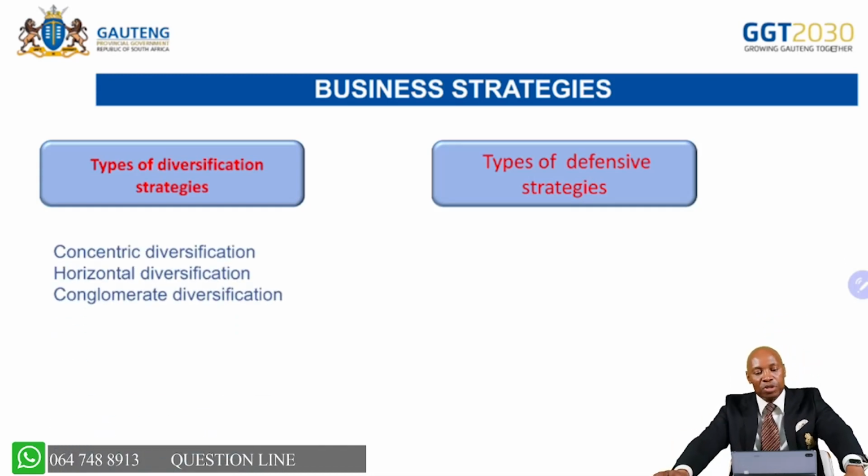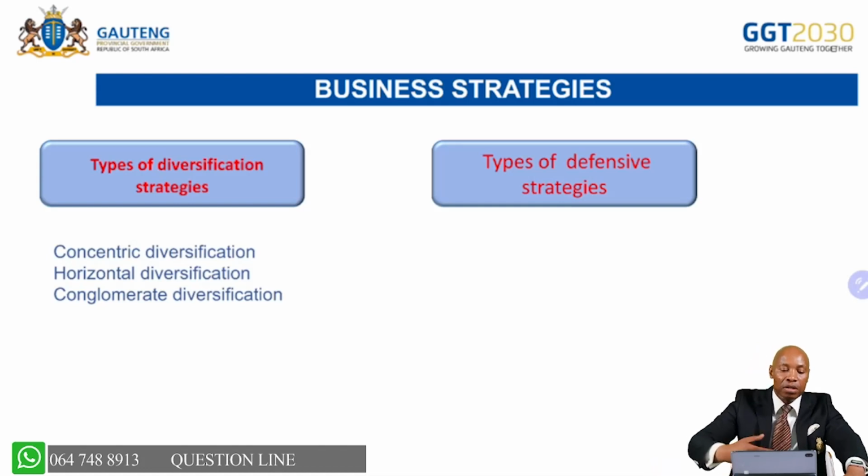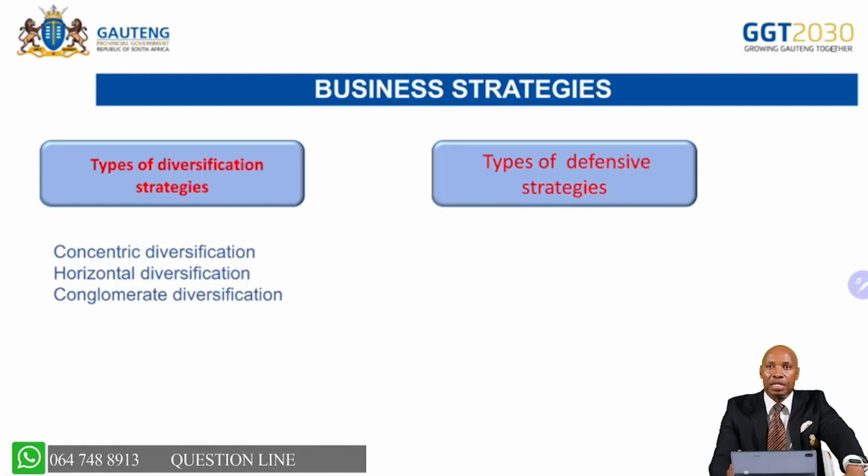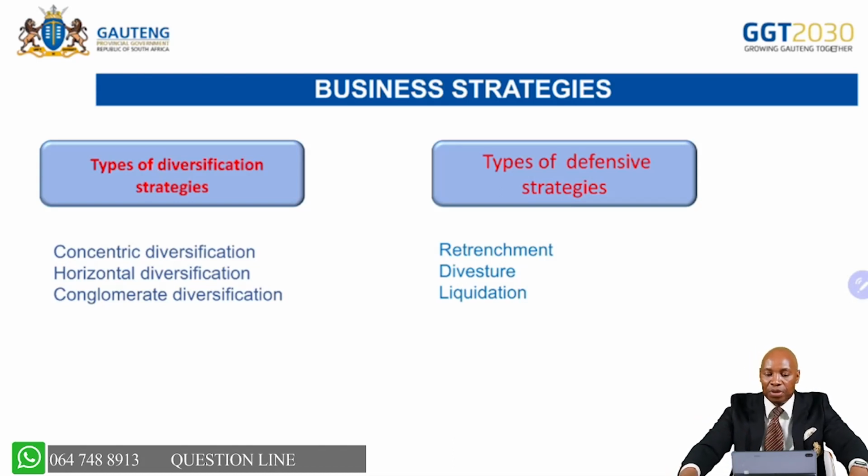Right now, what are your types of diversification strategy? We have concentric diversification, horizontal diversification, and conglomerate diversification. Candidates, it's important that you know the spelling of these business strategies. You are able to write them the way they are, please. Then let's get to the types of defensive strategy. I know that defensive strategy does not give you a problem. Retrenchment, divestiture, liquidation.